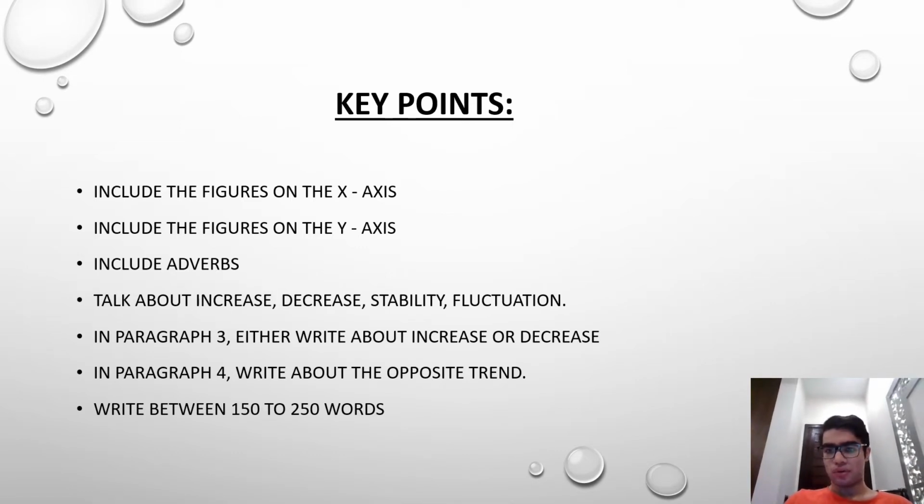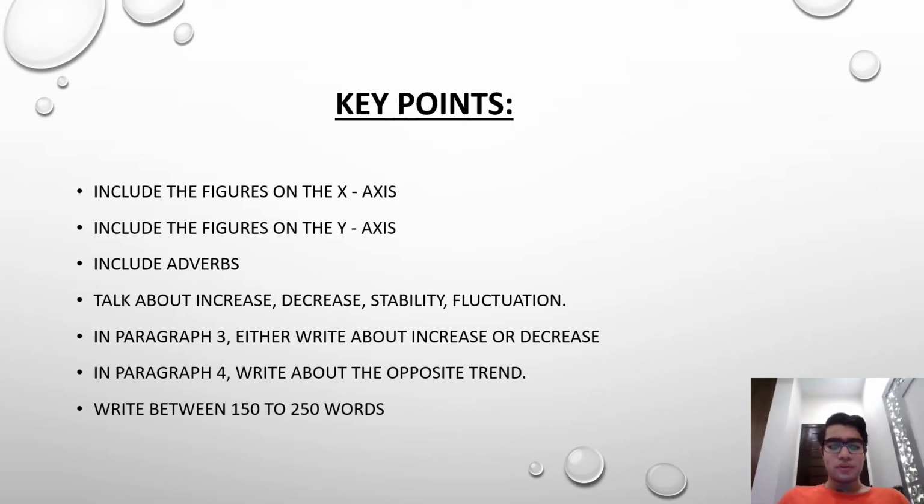So if you want to talk about the increase, talk about it in paragraph 3. For decrease, talk about it in paragraph 4. If you choose to talk about the decrease in paragraph 3, that's completely fine. But in paragraph 4, you need to talk about the increase, okay? And if it's something like fluctuating or stable, then you can include it in either of the paragraphs. So you could include fluctuation or stability in the third or fourth paragraph. It's up to you, okay?